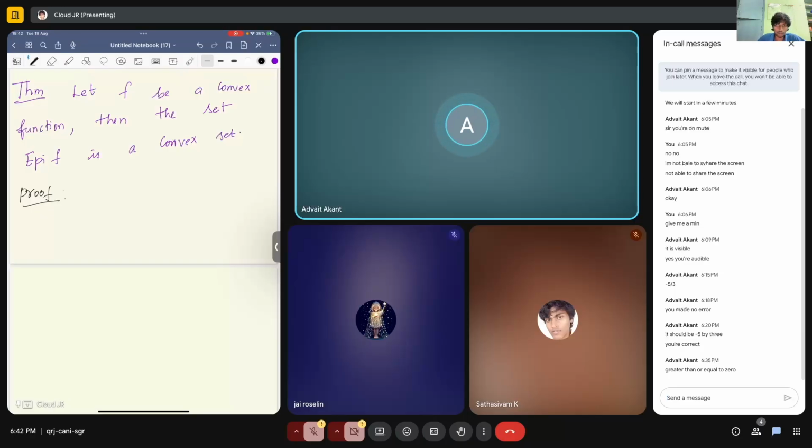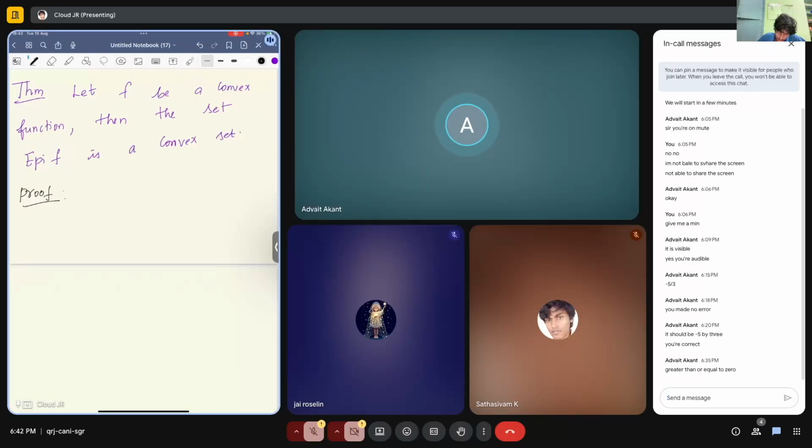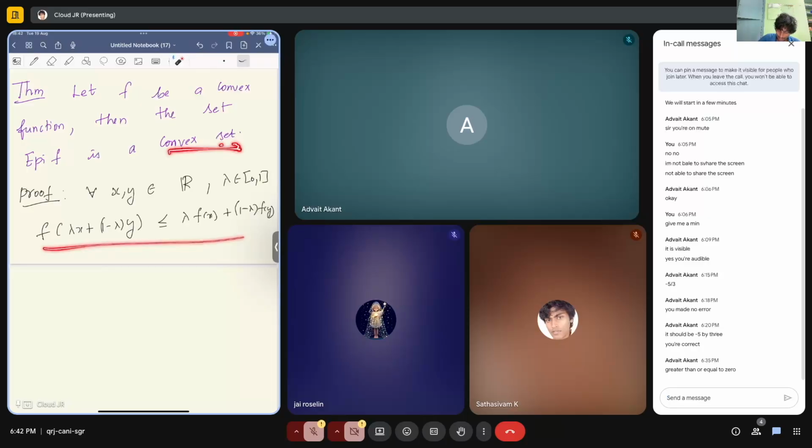But how can we determine the line joining the points? What we know is your function is a convex function. So that means for all x comma y belonging to the real numbers, f of lambda x plus 1 minus lambda into y is less than or equal to lambda times f of x plus 1 minus lambda times f of y. So this much you know, and lambda belongs to 0, 1.